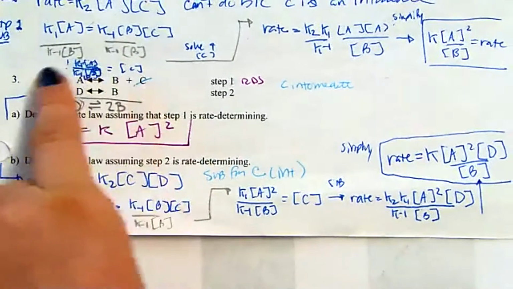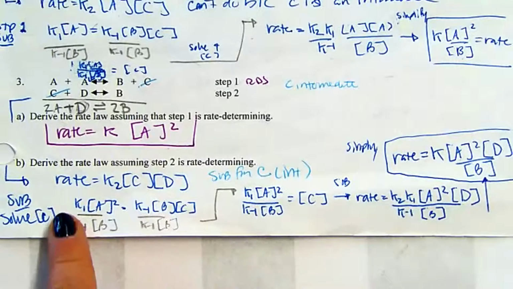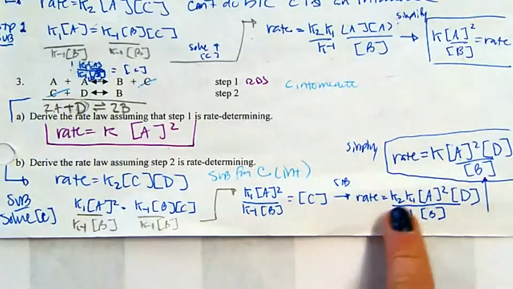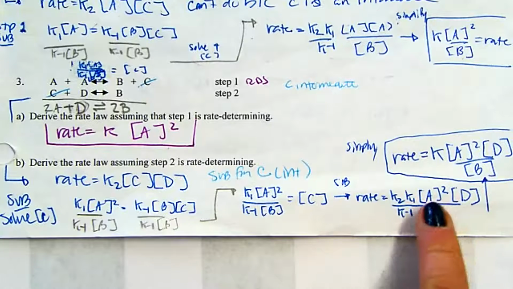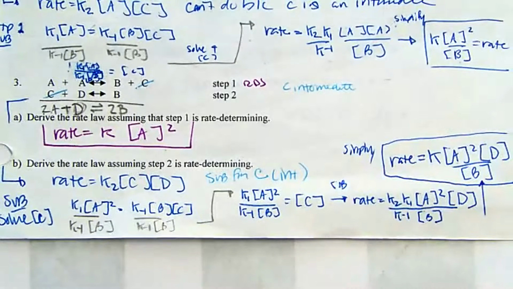So we're going to set the forward and reverse rates equal to each other. A squared equals K negative 1 times B times C. Solve for C, divide by K negative 1 times B, substitute in K2 times K1 over K negative 1, A squared times D over B. And it becomes this. Don't forget to have rate equals and your K, no numbers. And then if there's no questions, let's go to the next one.